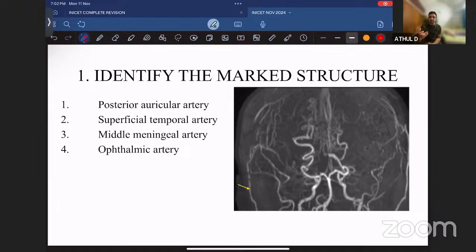So in an MR or CT angio image, if they are showing an outermost vessel, then that is the terminal branch of the external carotid artery, that is the superficial temporal artery. If they are pointing the arrow towards the inner vessel, the vessel that is just inner to the outer one, then that is the middle meningeal artery. So if the labeled vessel is the outermost one, then it is the superficial temporal artery. Or if the marked vessel is the inner one, then it is the middle meningeal artery.